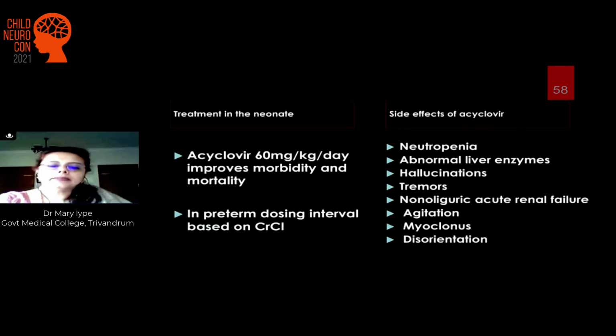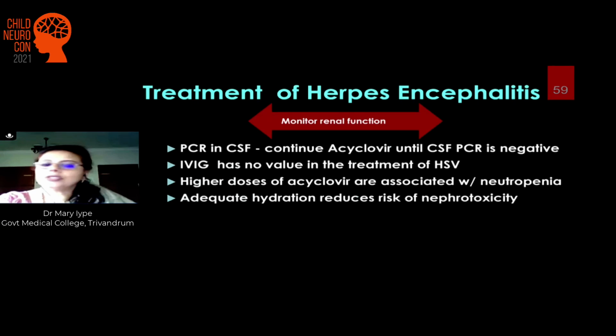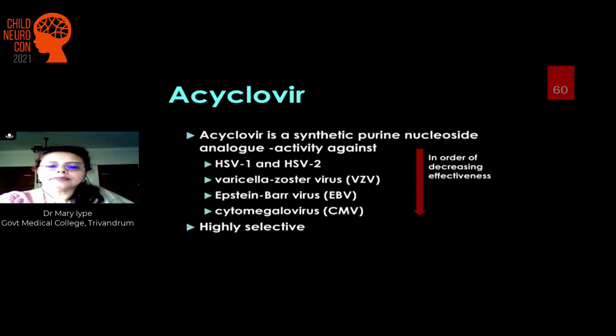And continue acyclovir until CSF PCR is negative. IVIG has no value, steroids have no value in the treatment of herpes simplex encephalitis. Higher doses of acyclovir are associated with neutropenia and should not be experimented with. The recommended dose should be given. Acyclovir is highly selective in acting against these viruses: HSV1, 2, varicella zoster, Epstein-Barr virus, and cytomegalovirus.